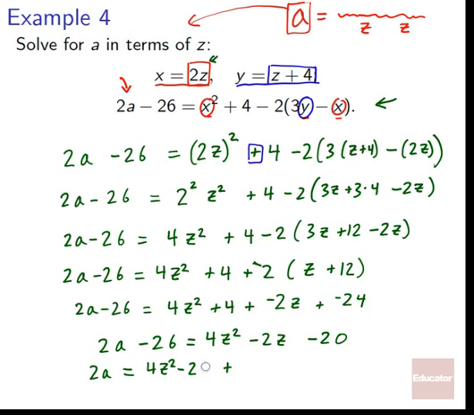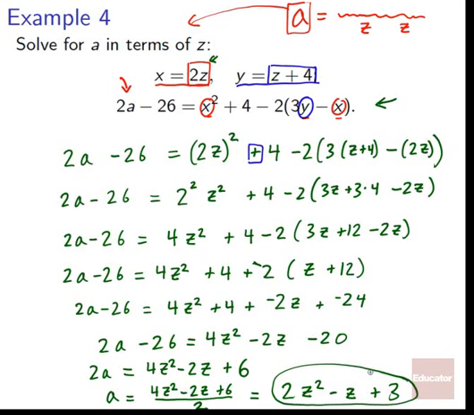We'll add 26 to both sides, and we'll get 2a equals 4z squared minus 2z plus 26, so plus 6. Oh, whoops. Accidentally wrote what I was saying. So minus 2z still, add 26, negative 20 plus 26 becomes just 6. Divide both sides by 2, a equals 4z squared minus 2z plus 6 all over 2. And we can simplify that, 4z squared, that becomes 2z squared. Minus 2z, that becomes minus z. Plus 6, that becomes plus 3, so it's a equals 2z squared minus z plus 3. A equals stuff just involving z. We've solved for a in terms of z.